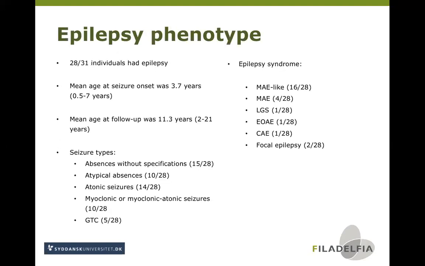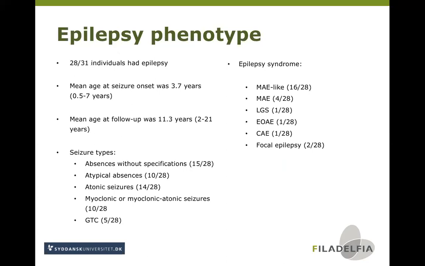Then we looked at their epilepsy phenotype, and 28 out of 31 individuals had epilepsy. Their mean age at seizure onset was 3.7 years, but again with quite a large range, from 6 months to 7 years. We didn't have that long a follow-up. The longest follow-up was 21 years, but the mean age at follow-up was 11.